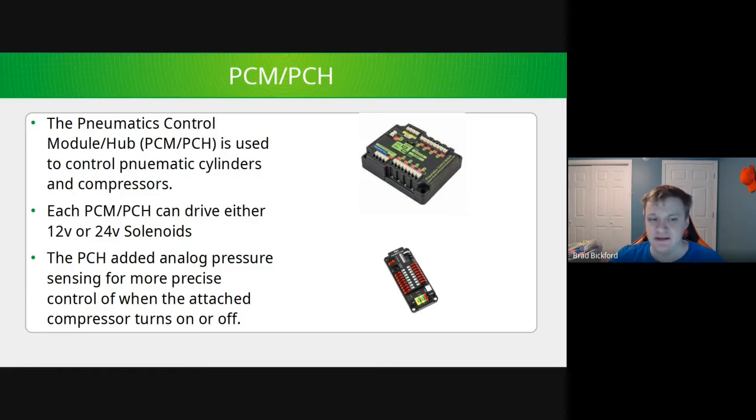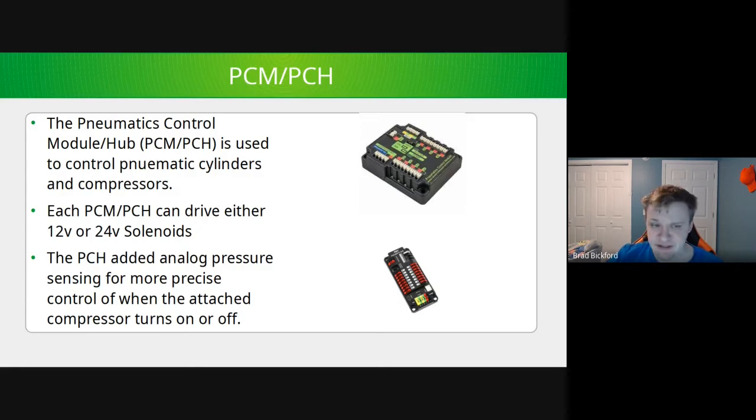Both the PCM and the PCH can drive either 12-volt or 24-volt solenoids. This is important to know because if you have one of these devices in 24-volt mode and you plug in a 12-volt one, it will let out the magic smoke. You'll burn it up. It'll be dead basically immediately. And solenoid modules are not cheap. Single solenoid modules tend to run $40 to $50 a piece, and then double solenoid modules tend to be like $60 to $80, depending on what you're buying and where you're buying it from. So just something to keep in mind.